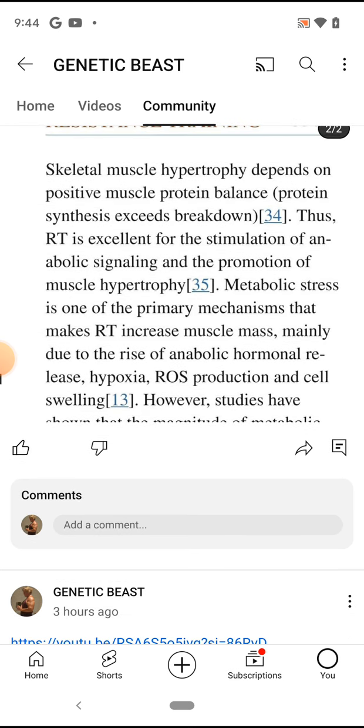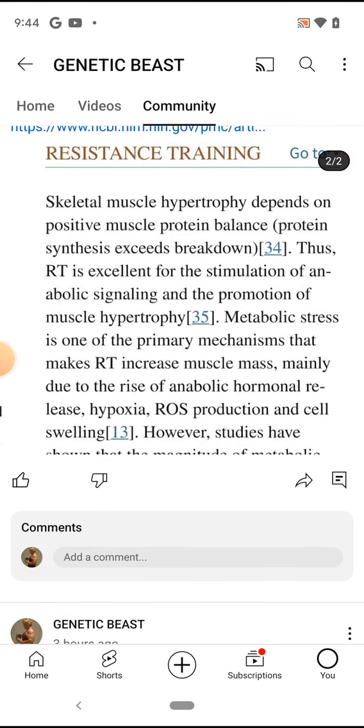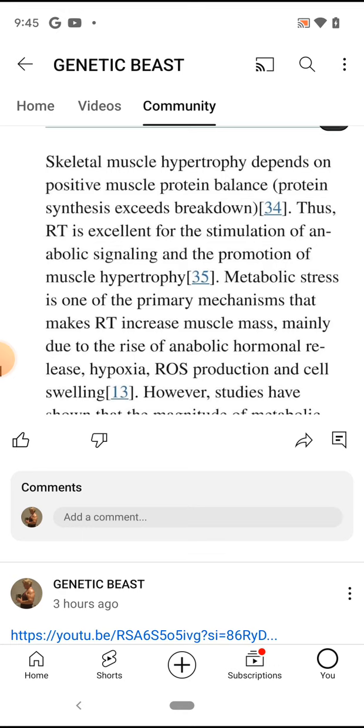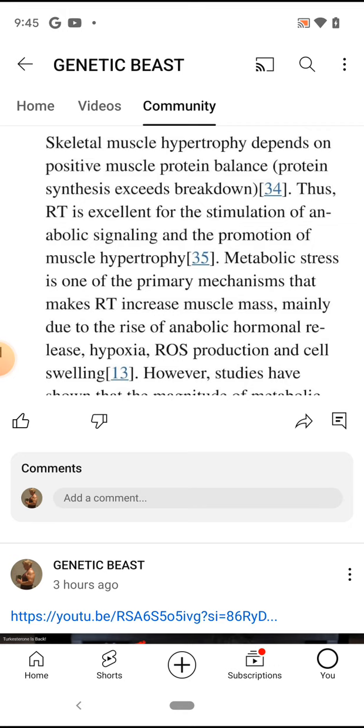Metabolic stress is one of the primary mechanisms that makes RT increase muscle mass, but without protein synthesis, it won't increase its mass. It's also increasing in swelling. It's swelling, so it's increasing its mass. Get it? Temporarily. Mainly due to the rise of what? Anabolic hormone release, hypoxia, ROS production, and cell swelling.